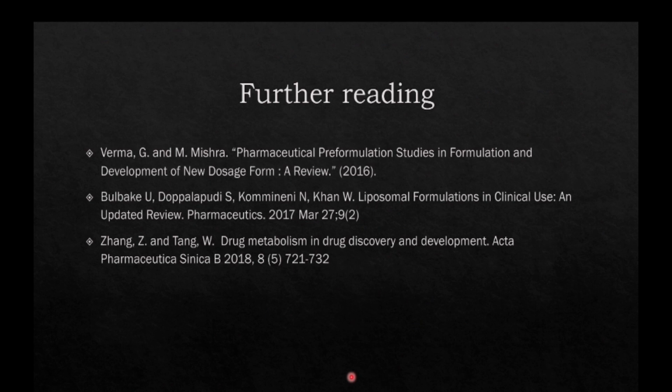So this ends our second session. These are some suggested readings. The first is a publication on pharmaceutical preformulation studies in the formulation and development of new dosage forms. This is a review, quite a nice paper. The second recommended reading is liposomal formulations in clinical use, an updated review. We haven't discussed this in the presentation, but it's also an interesting review. The third one is drug metabolism in drug discovery and development. This is also quite a nice short review. Anyway, that ends our final presentation.